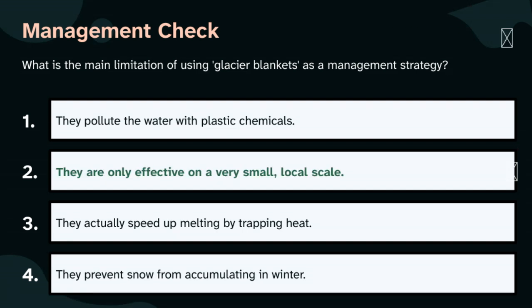Glacier blankets are only effective on a very small, local scale. They may protect a tourist area or an ice cave, but they cannot protect an entire glacier system. This means they are useful but limited. For a strong exam answer, you could say, glacier blankets can reduce melting locally by reflecting sunlight, but they are expensive and only protect small areas, so they do not solve the wider problem of climate-driven glacial retreat.